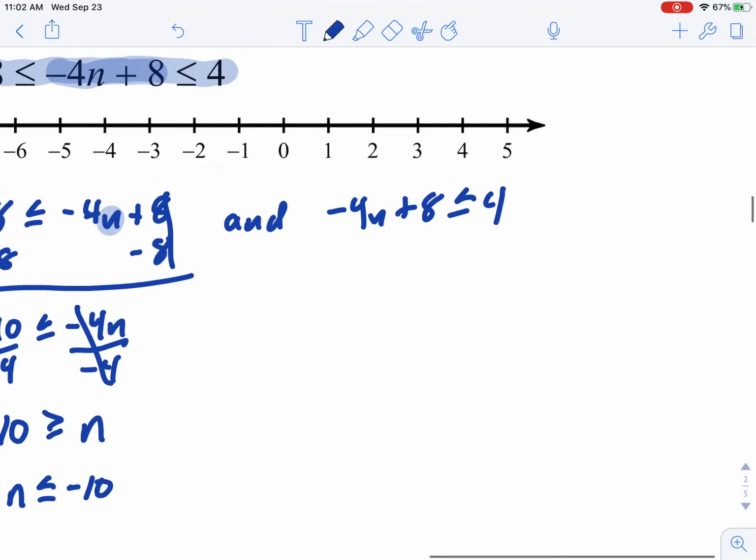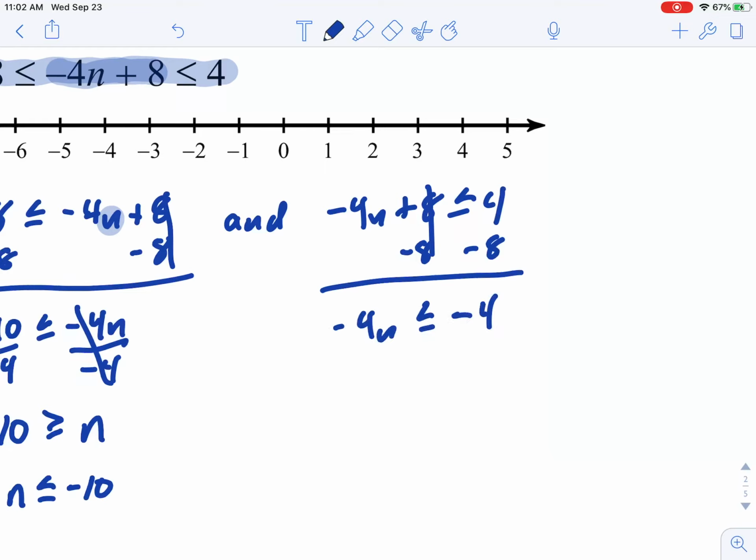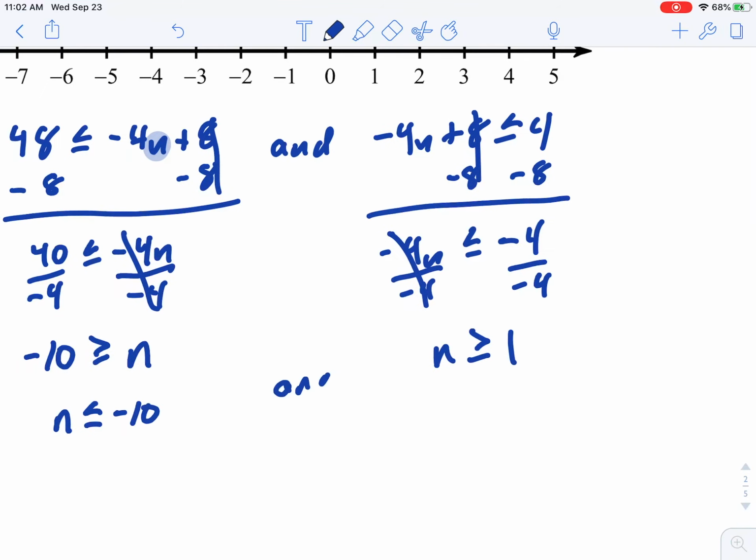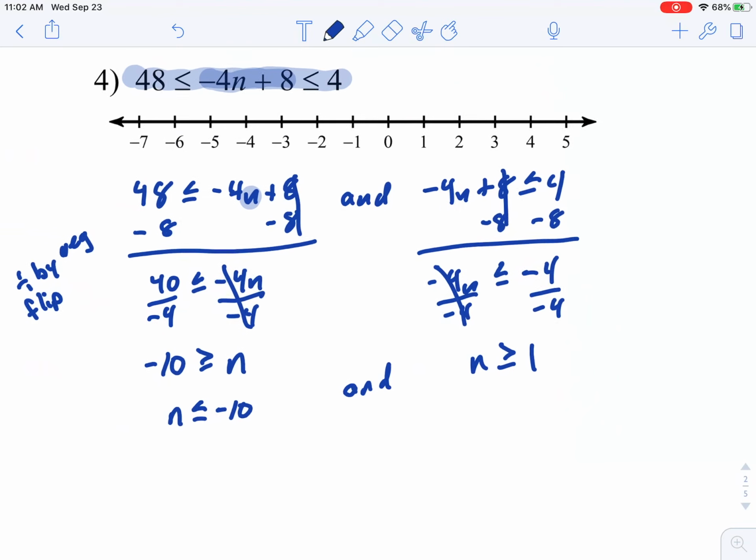Now work the other one out. Subtract 8 on both sides. Negative 4n is less than or equal to, what is that, negative 4. Divide by negative 4. Again, we're dividing by a negative, so you have to flip the symbol. Negative 4 divided by negative 4 is 1. And we get the word and here. So n is less than or equal to negative 10, and n is greater than 1.